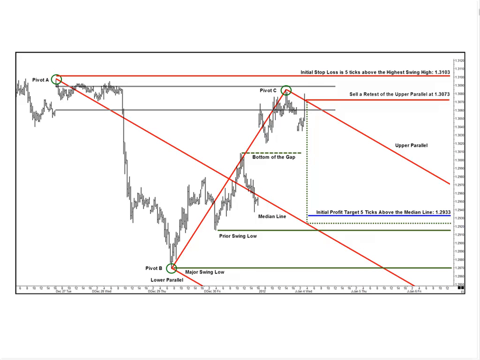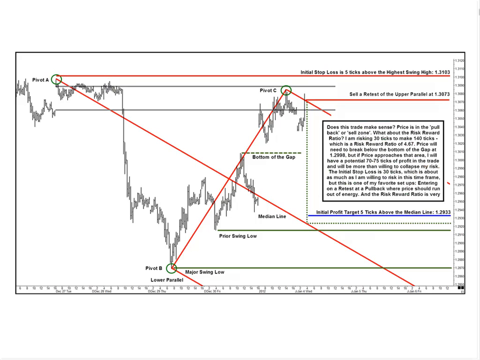So I'm going to sell a retest at 130.73. My initial stop loss is above the A pivot. I'm not going to go cheap. I'm not going to put it above the C pivot. I'm going to put it above the A pivot because I think the whales are going to be sitting right here all the way to the C pivot, right in that zone. And I want to make sure that I'm able to lean on them. My initial stop is going to be 30 ticks. That's about as wide as I get on a 20-minute chart. Let's take a look. Does this trade make sense?